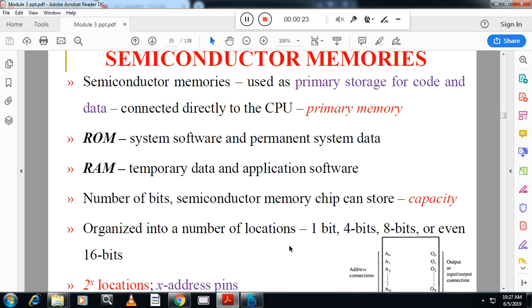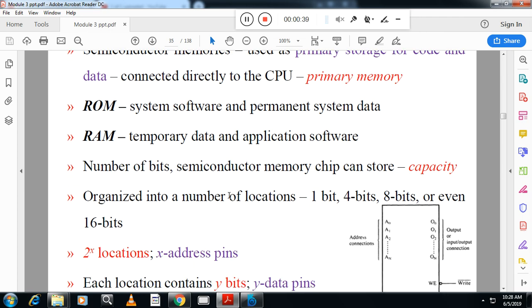all of you know that memory is classified into primary memory and secondary memory. We know which is primary memory and which is secondary memory. Primary memory is mainly ROM and RAM. The number of bits in the semiconductor memory chip indicates the capacity of the semiconductor memory. Now here you can see the memory chip.